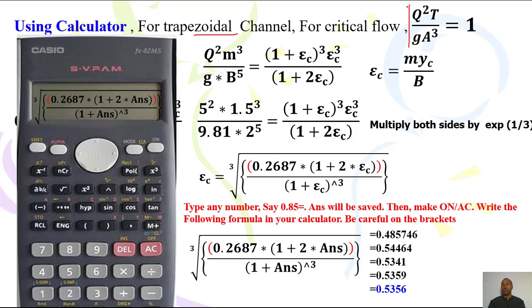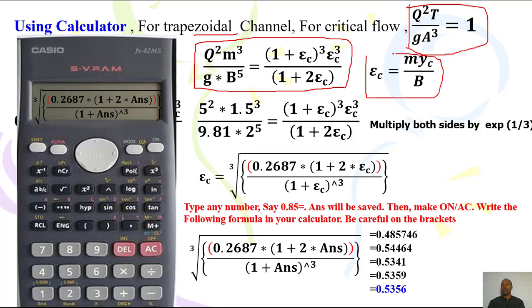Okay, let us use the calculator for a trapezoidal channel. We know for critical flow, Q square T over G A cube is equal to 1, or Q square over G is equal to A cube over T. If you substitute the top width and this area, then you have this expression for iteration using the calculator. Put the given parameters: Q given 5 square times 1.5 cube divided by 9.81 times B to the power of 5, since the bottom dimension is given. Then only eta C is unknown. So we will have this expression. You multiply both sides by the exponent 1/3, the reciprocal of these exponents, and then you can find eta C. So we get this equation, which is the general equation we will use for iteration purposes. The result of this expression will be 0.2687.